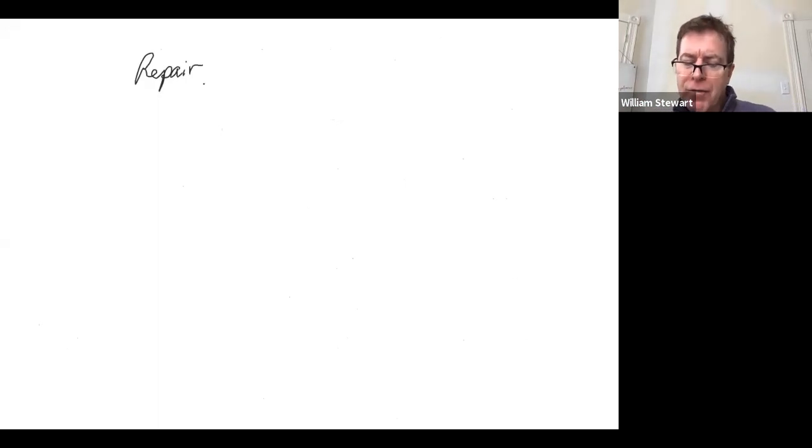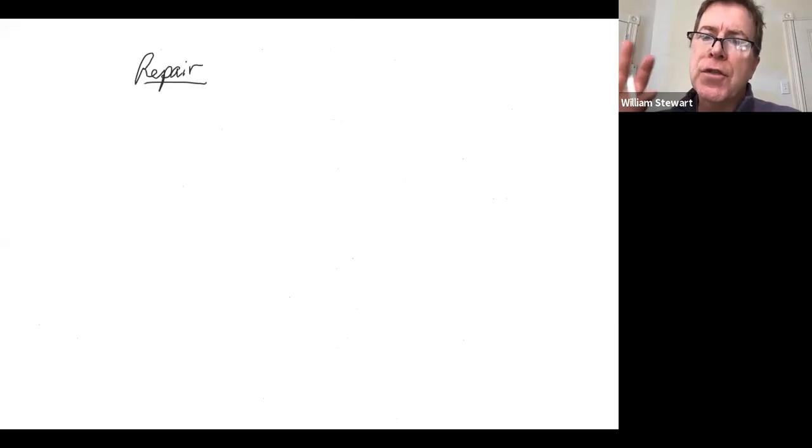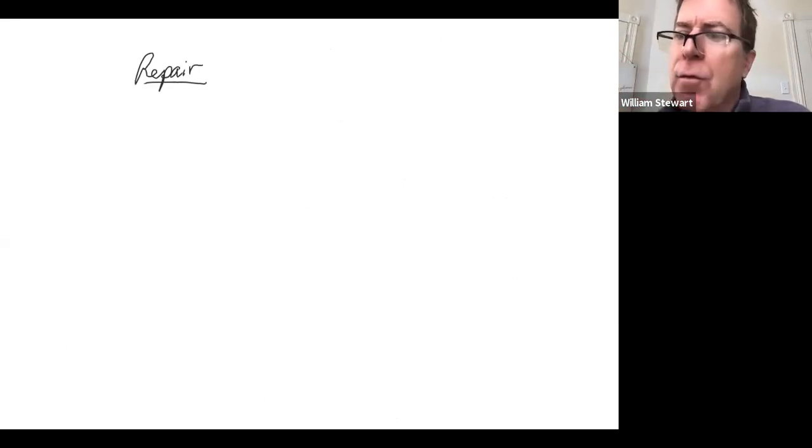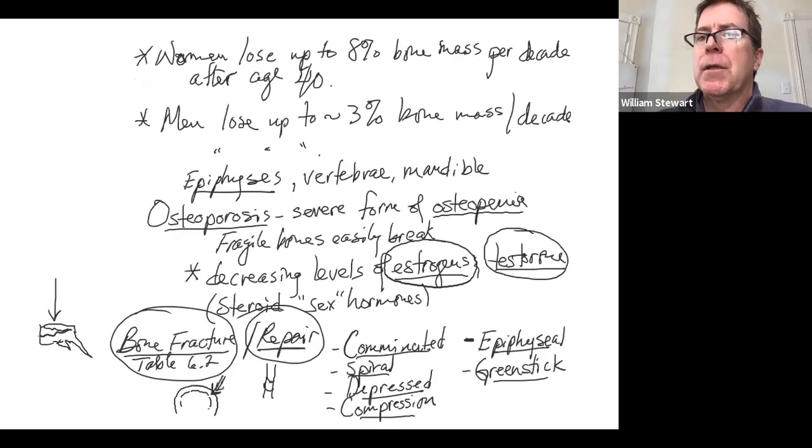So repair is oftentimes dictated by the fracture classification. Those 6 categories that I just wrote on the previous page are specific fracture types, okay? There's also fracture classification, which is just 3 categories. I'll write them out really quickly.